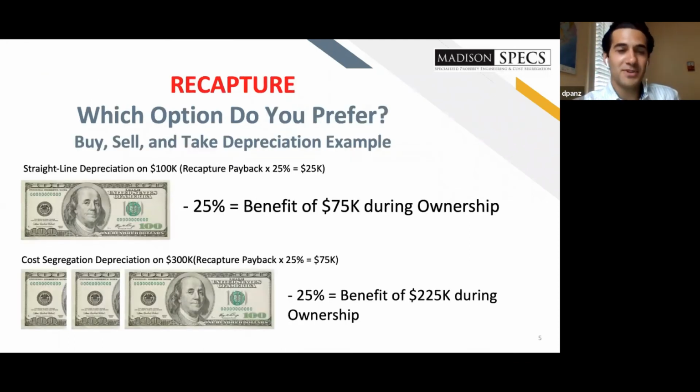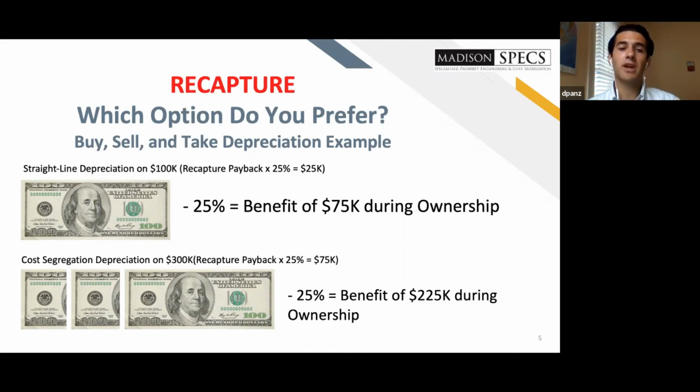So here are two options. Let's say you're doing straight-line depreciation. You get $100,000 in depreciation benefit. Regardless of whether you've done a cost segregation study or not, you have to pay back recapture tax. At a maximum, it's 25% of all the depreciation you've taken. So if you've got $100,000 in straight-line depreciation, you will owe back $25,000. But you did get the benefit of $75,000 worth of depreciation that stays with you.